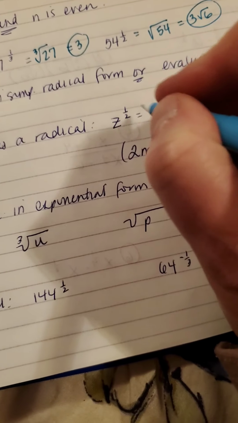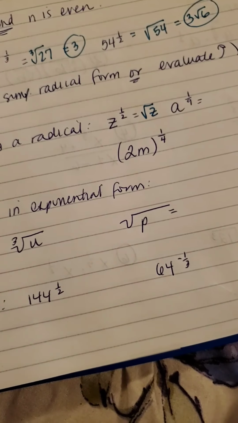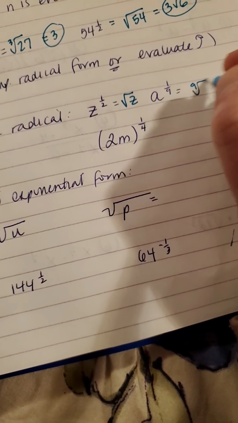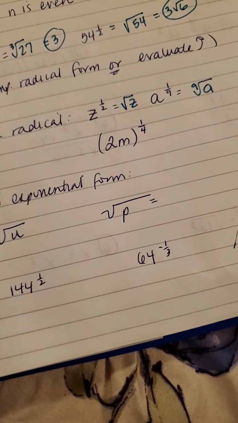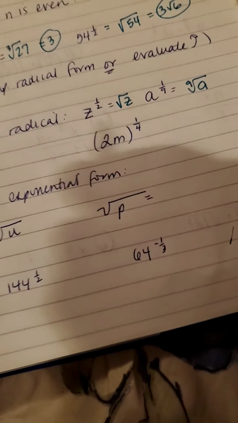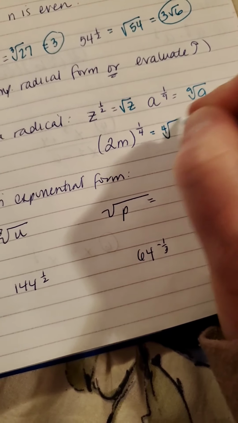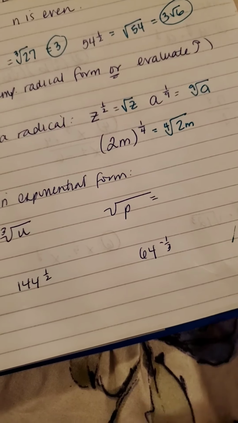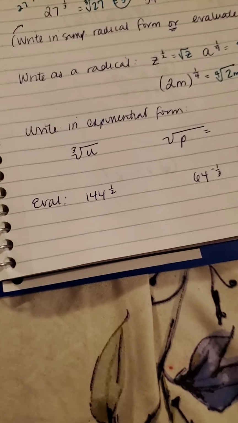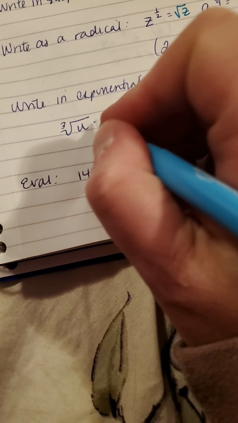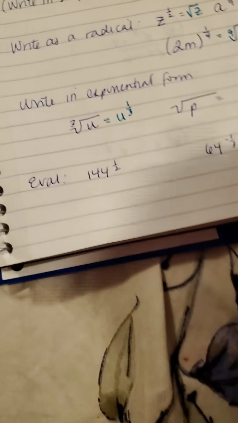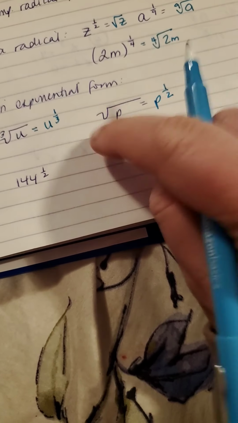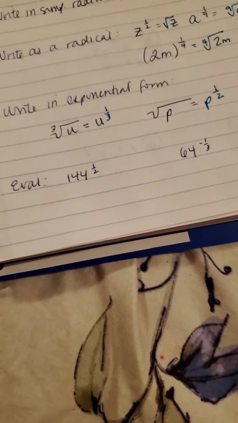So z to the 1/2 is equal to radical z. a to the 1/9 is equal to the 9th root of a. And 2m to the 1/4 is equal to the 4th root of 2m. That's all. Writing it in exponential form going in the opposite direction. This is u to the 1/3. And this is p to the 1/2. You know it's a half because that's a square root. We don't write that number 2.